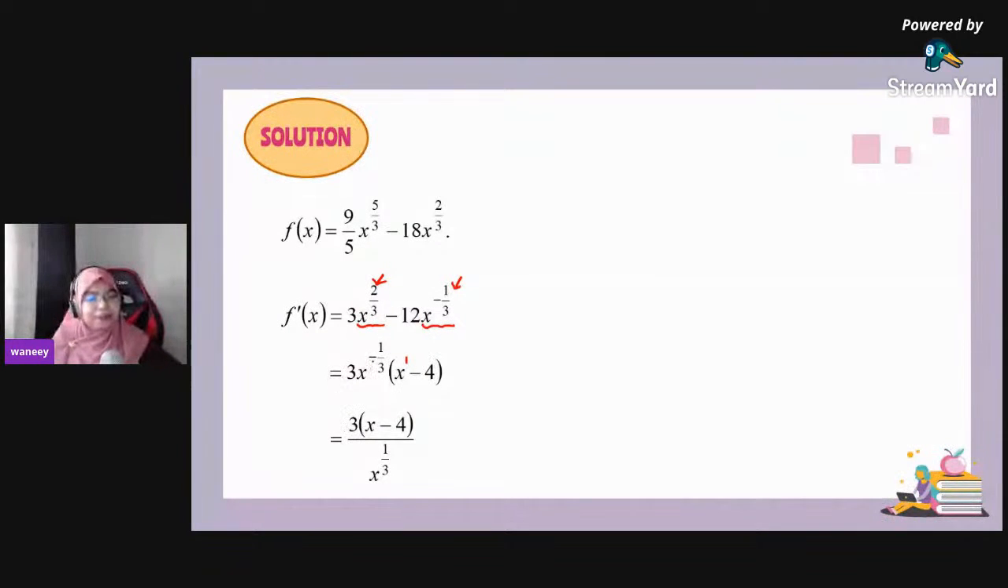Okay, so we got a negative power, bring them down. So we have 3x minus 4 over x to the power of 1 over 3. Okay, so now when f prime of x is equal to 0, it simply means that 3x minus 4 over x to the power of 1 over 3 is equal to 0, and I can solve them to get x equal to 4.